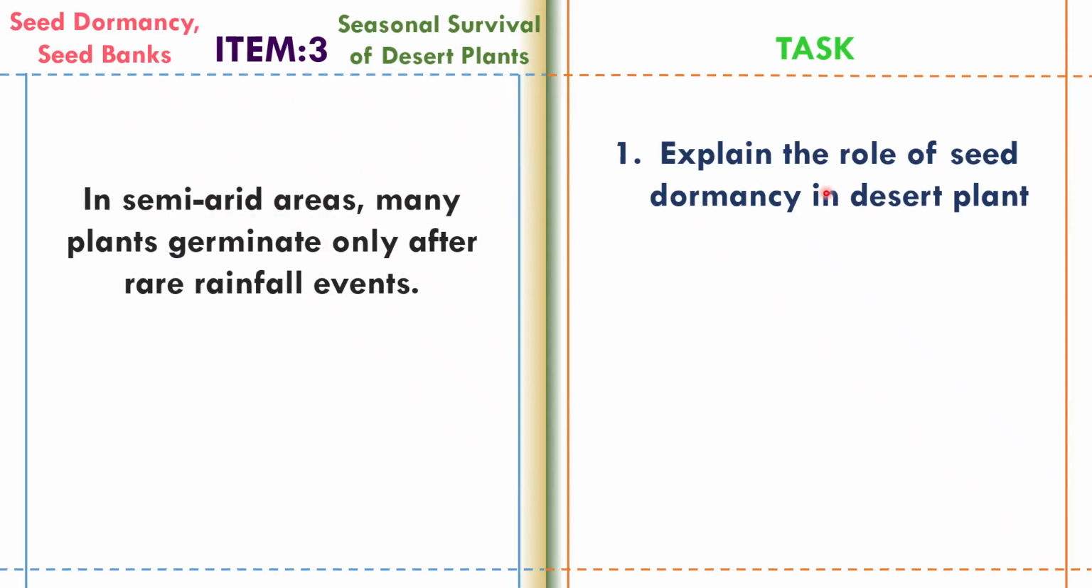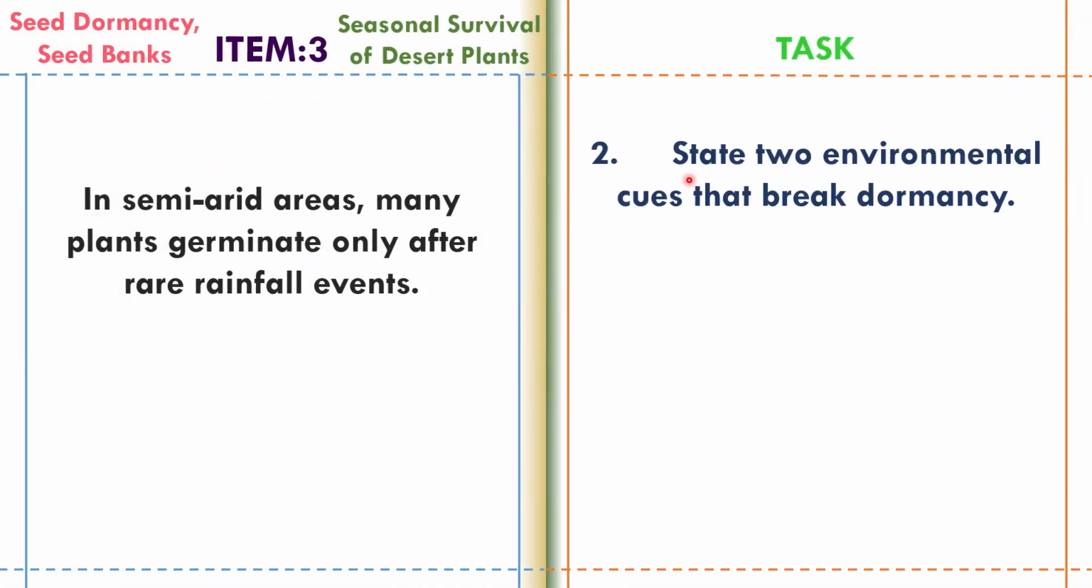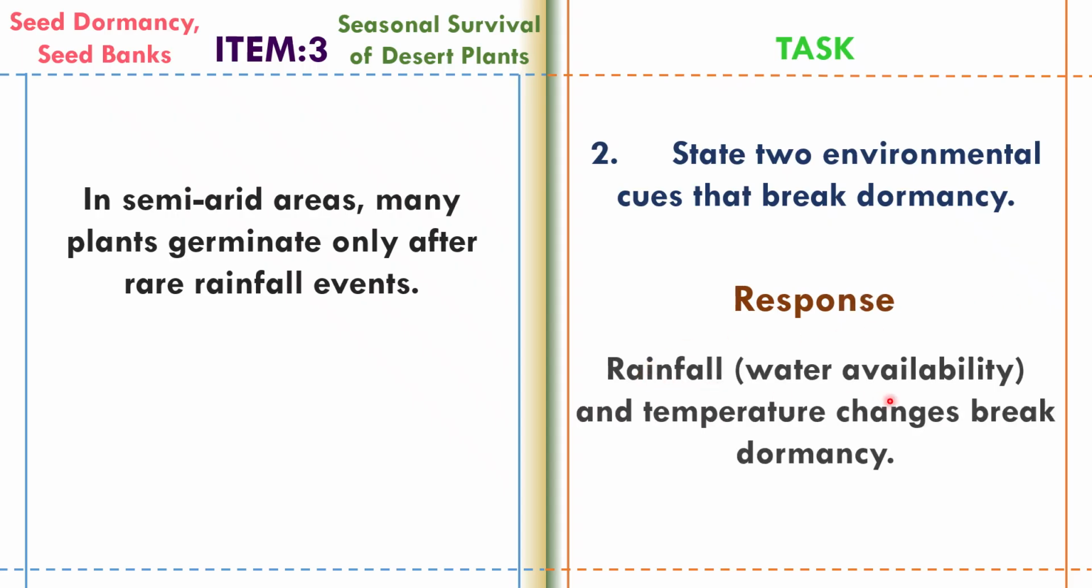Let's start with explain the role of seed dormancy in desert plants. Dormancy prevents germination during prolonged drought, ensuring survival. State 2 environmental cues that break dormancy. Rainfall, water availability, and temperature changes break dormancy.